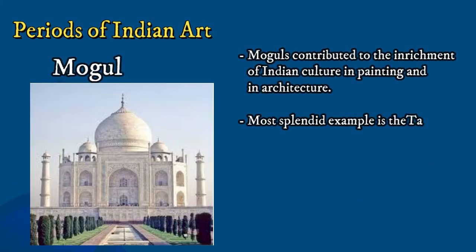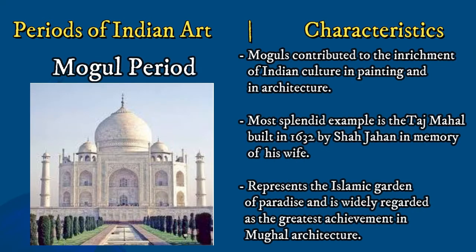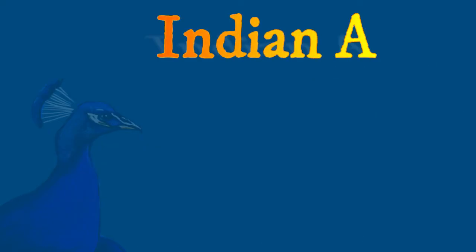Mughal period. Mughals contributed to the enrichment of Indian culture in painting and in architecture. The most splendid example is the Taj Mahal, built in 1632 by Shah Jahan in memory of his wife. It represents the Islamic Garden of Paradise and is widely regarded as the greatest achievement in Mughal architecture.